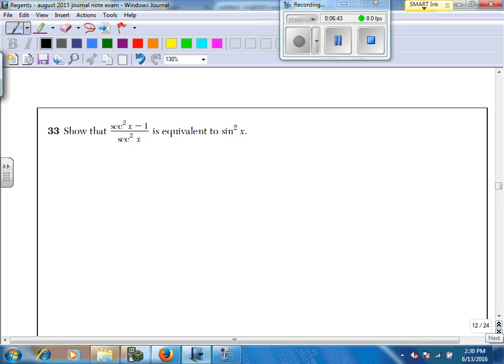Show that that is equivalent to sine squared. Well, this guy is a little tricky because he's probably based off of this formula.